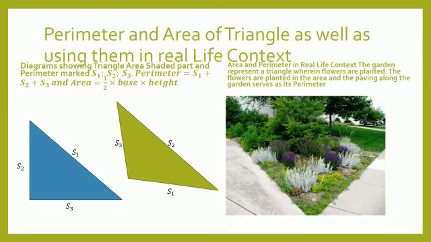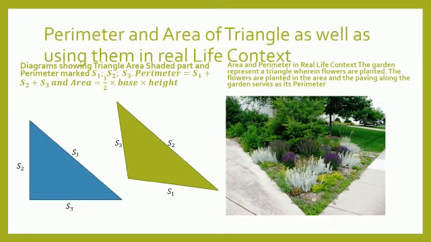What about the paving? The paving there represents the perimeter of that particular triangle. That is, in order to surround that particular triangle, what do I need to know? If they are bricks, how many bricks am I going to require in order to surround that particular triangle?